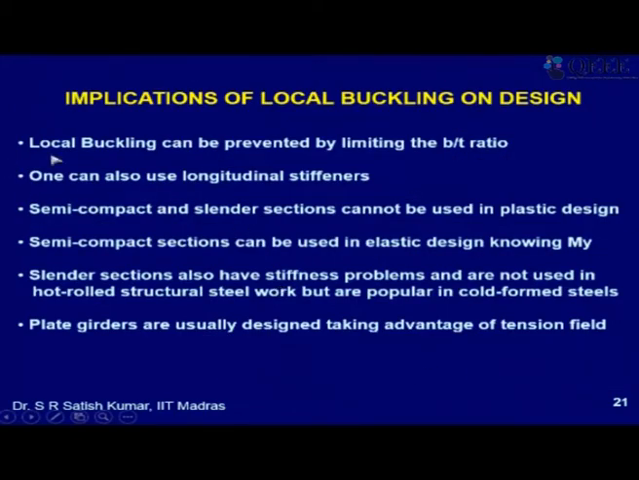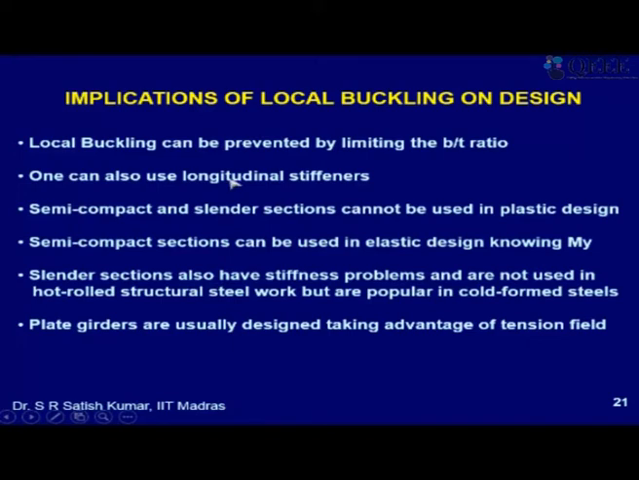So basically what we have understood is local buckling can be prevented by limiting the b by t ratio, but we want only to prevent elastic local buckling because we are going to do elastic analysis. So we don't want our analysis going wrong, but we are not preventing inelastic local buckling, but we still want to know what could happen if we are going to use plastic analysis. Okay. So we have different limits for b by t ratios.